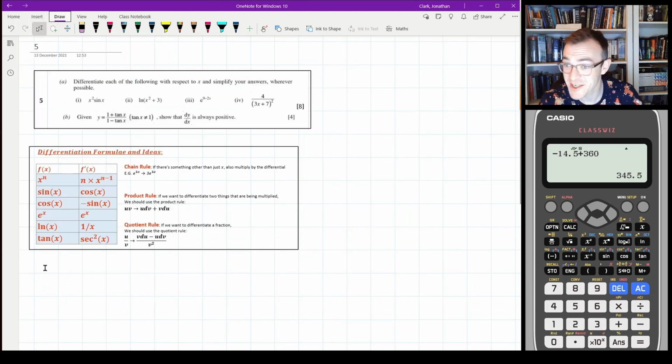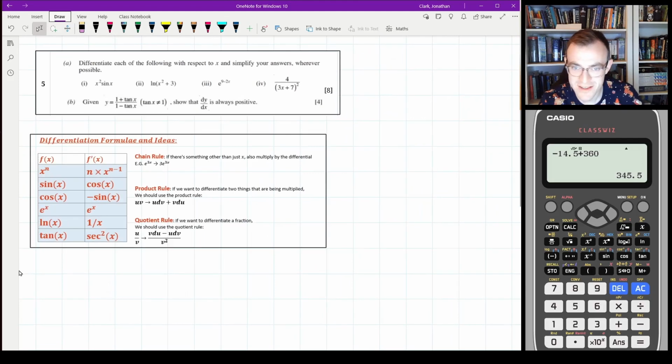Okay, differentiation. Quite a few parts to this, quite a lot of marks available here. Lots of different rules and ideas to remember with differentiation. So let's just jump into it. I've collated quite a few ideas here. You might want to do the same. Maybe not in the exam, but in terms of revision, I think that's okay. So the first question is just differentiate these individual expressions.